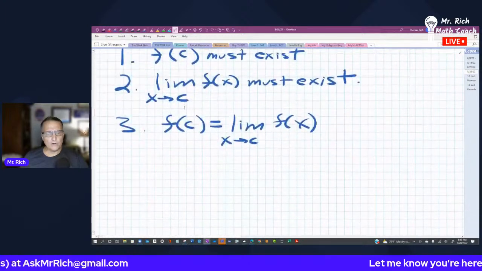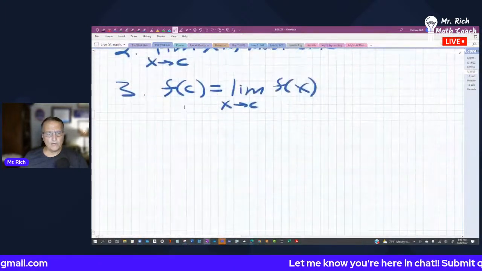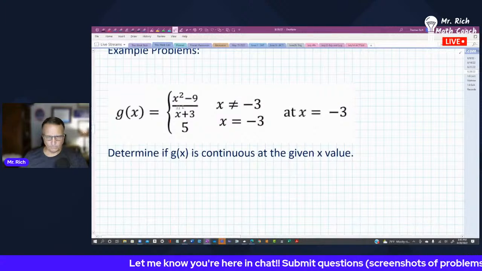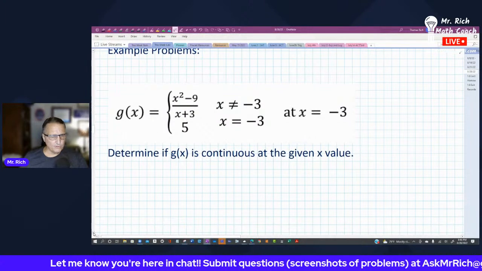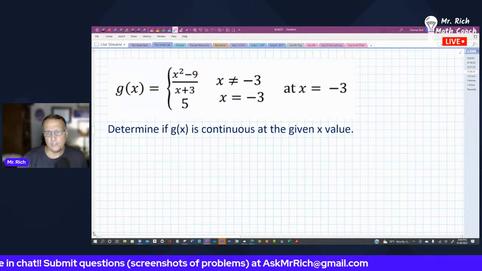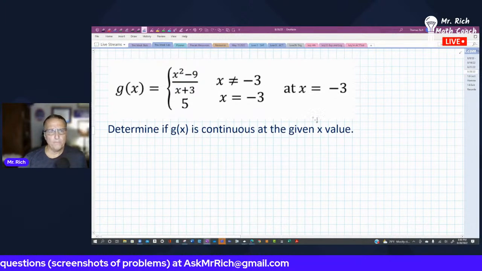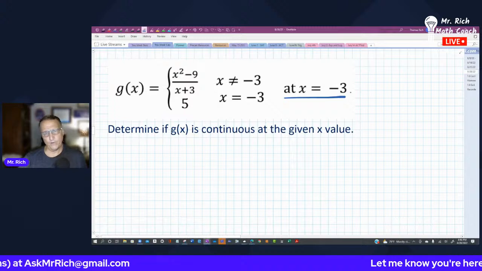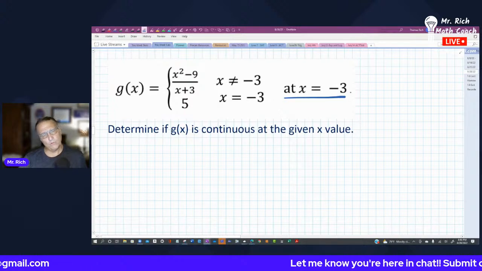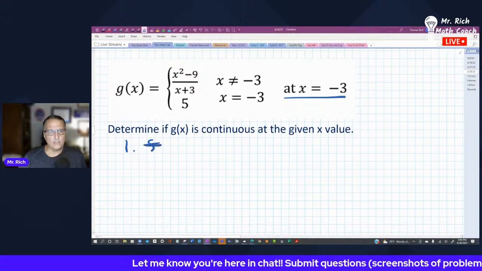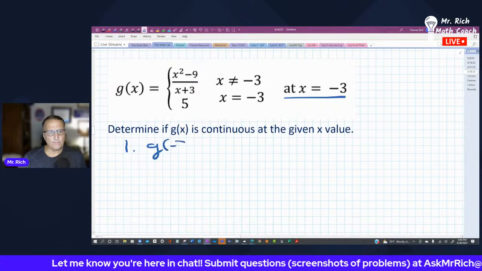So there are our three conditions, and let's work some example problems. Here we have a piecewise function, and it's saying to determine if g of x is continuous at the given x value. So we want to see if the function is continuous at x equals -3. What we'll do is first see, number one, what is g of -3 and see if that exists.